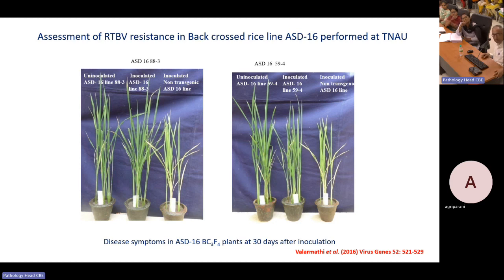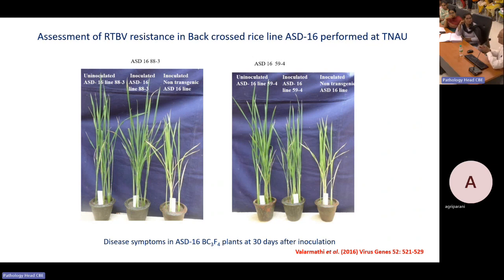On the left you have uninoculated back cross lines, in the middle you have inoculated back cross line, and on the right you have inoculated parental lines, inoculated by the leafhoppers carrying viruses. And this was BC3F4 plants at 30 days after inoculation. So they actually did a very large screening of many lines and came up with some which were promising. So that is what is the challenge. The transgene is the same.